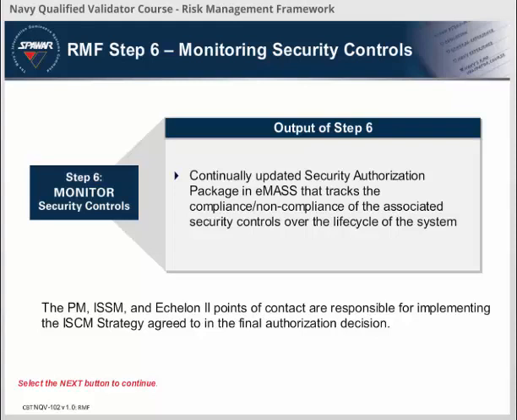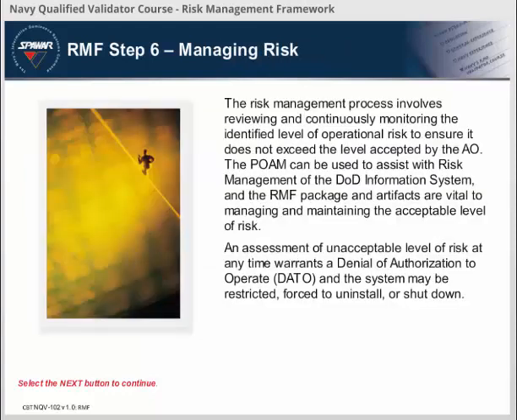The PM, ISSM, and Echelon 2 points of contact are responsible for implementing the Information Security Continuous Monitoring, ISCM, strategy agreed to in the final authorization decision. The risk management process involves reviewing and continuously monitoring the identified level of operational risk to ensure it does not exceed the level accepted by the AO.